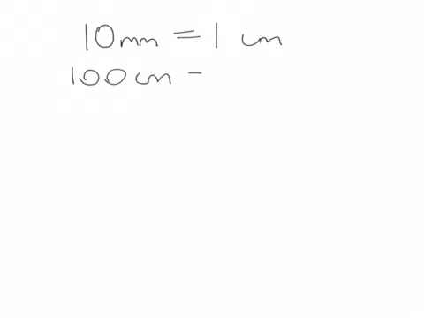The metric units of length are millimetre, centimetre, metre and kilometre. You have to know that there are 10 millimetres in 1 centimetre, that there are 100 centimetres in 1 metre, and that there are 1,000 metres in a kilometre. You need to know those measurements when you're working with length or with perimeter.